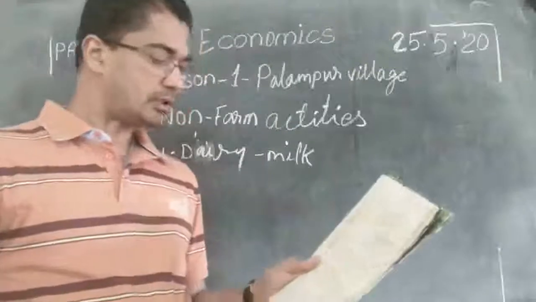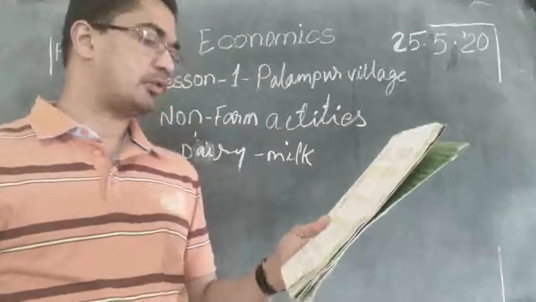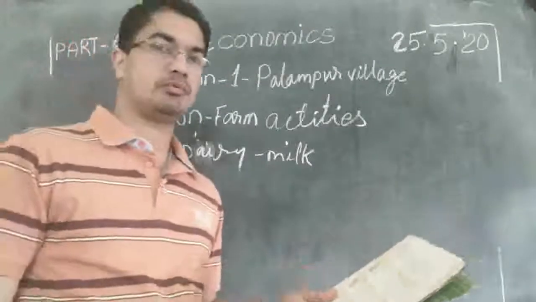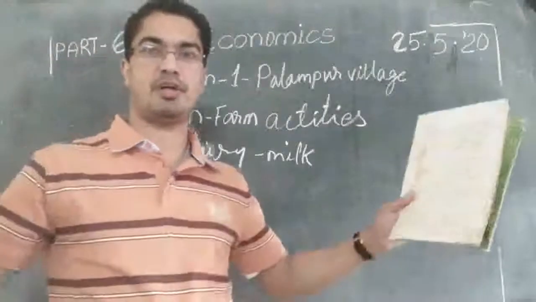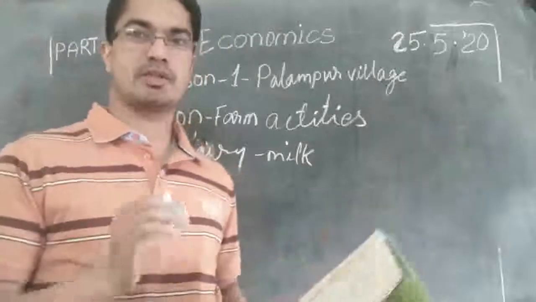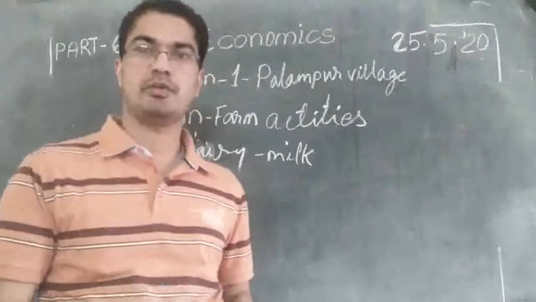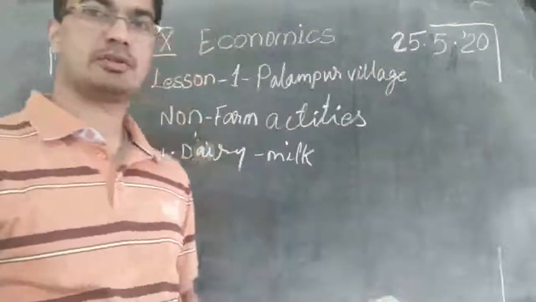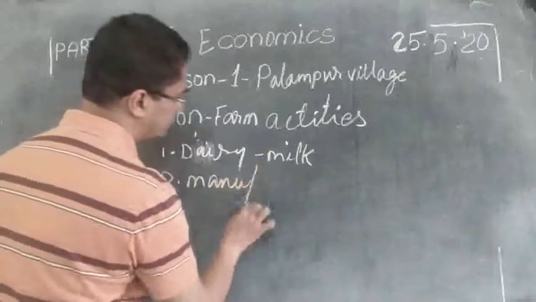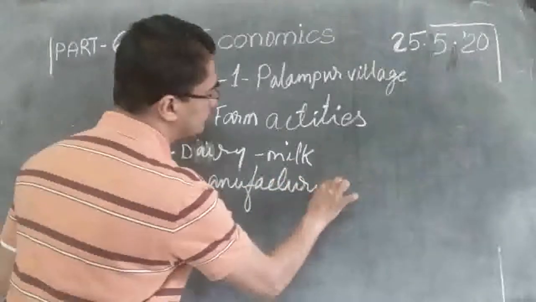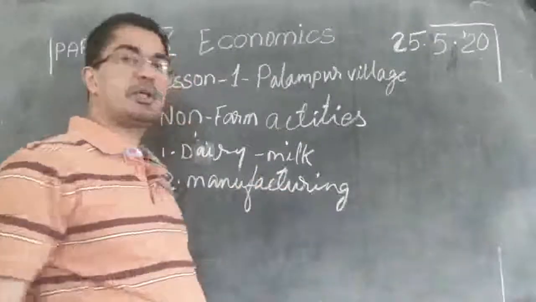Then the second non-farming production work is an example of small scale manufacturing in Palampur. Manufacturing means factory, not a very big factory producing plenty of things, but a small family producing small things. That is also possible in the village. Maybe weaving or maybe making pottery and so on. So manufacturing can be done in the village.